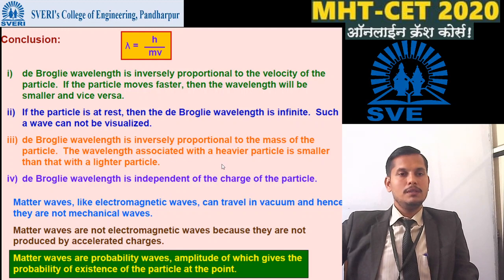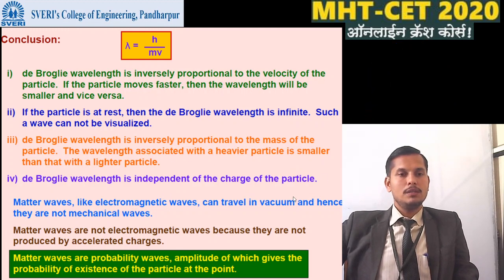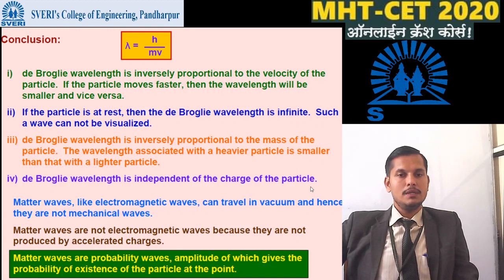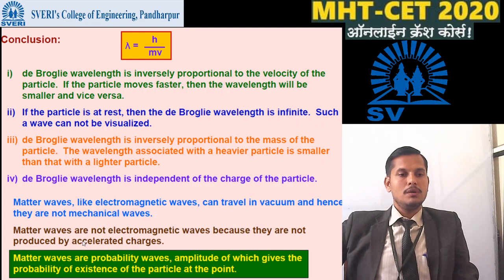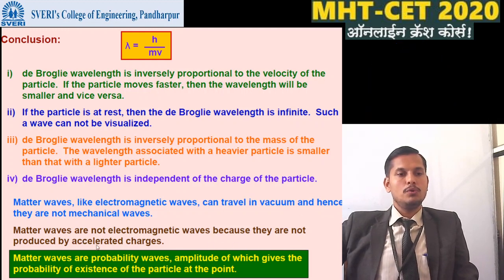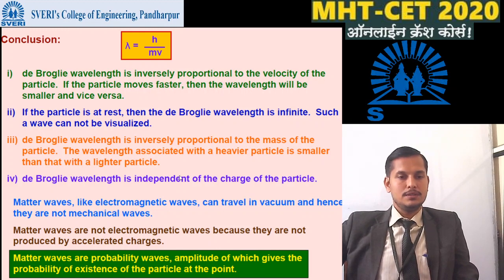De Broglie wavelength is inversely proportional to the mass of the particle. The wavelength associated with a heavier particle is smaller than that with a lighter particle. De Broglie wavelength is independent of the charge of the particle. Matter waves, like electromagnetic waves, can travel in vacuum, and hence they are not mechanical waves. Matter waves are not electromagnetic waves because they are not produced by accelerated charges.